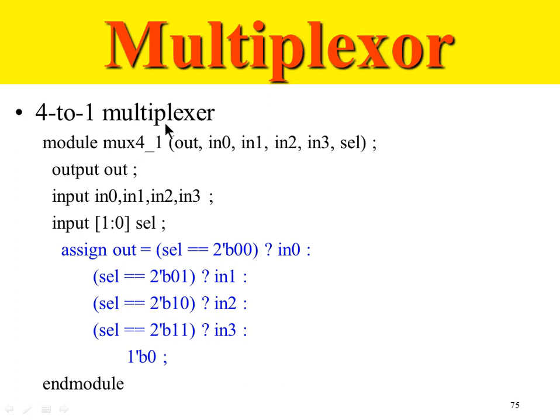And how will a 4 is to 1 multiplexer work? There are 4 inputs, so we need 2 select lines. If select lines is n number of lines, you can have 2 raised to n number of inputs. So 2 select lines can have 4 inputs, 2 raised to 2. Depending on the select line value, one of the 4 inputs will go to the output. That's how a 4 is to 1 multiplexer works in a digital circuit. That is what is modeled using this assign statement, or data flow modeling concept, in Verilog.